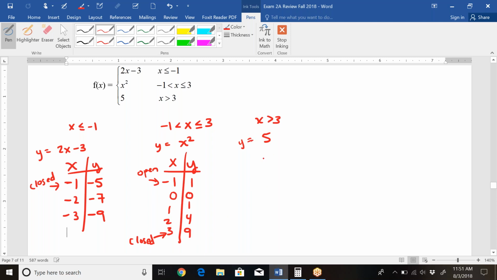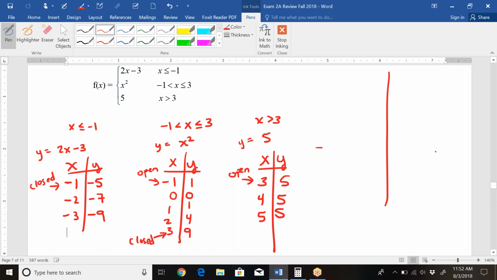And then y equals 5. So for x's that are greater than 3, that means you do not include 3. You just note that it is open. And then it's (4, 5). So anything you plug in is a 5 because there is no x to plug in.